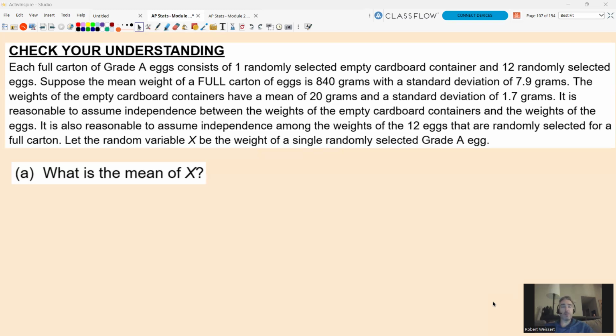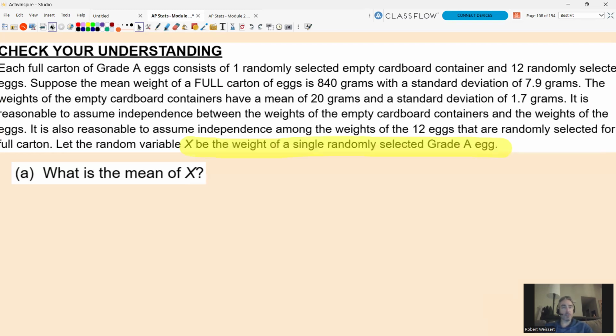Let the random variable x be the weight of a single randomly selected grade A egg. What's the mean of x? What's the mean of the eggs? Well, let's think about what it's asking. So we want x to be the weight of a single randomly selected grade A egg. So the mean of x would be the expected weight of an egg. So think about how many eggs we have in this carton. We have 12.